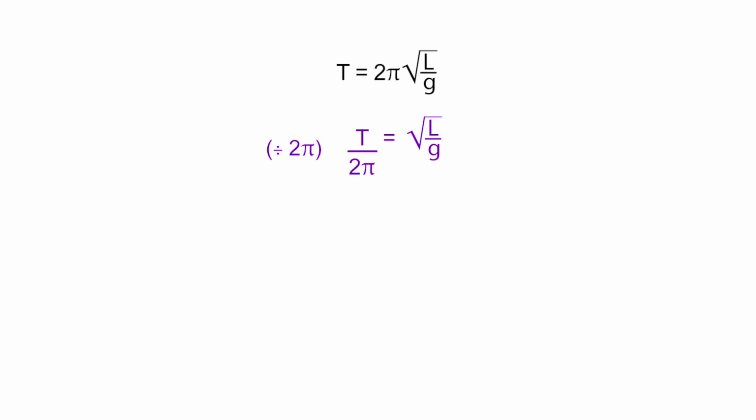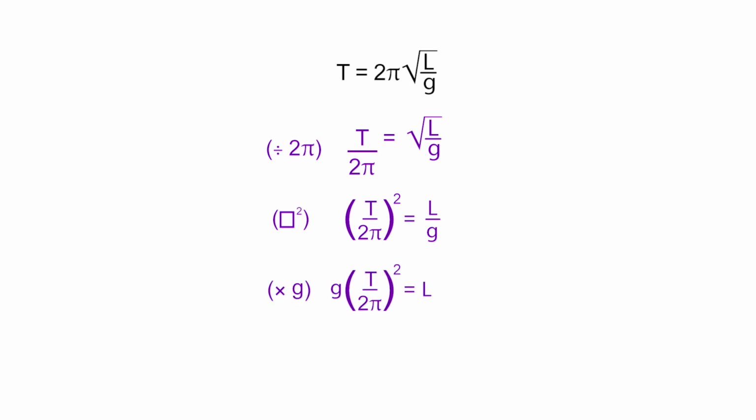So we've divided through by 2π first of all. The next thing we're going to do is square both sides. So this gives us T over 2π all squared, which is equal to L over g. And then finally we multiply through by g. So we end up with g multiplied by T over 2π all squared, and that is equal to L. And there's our answer. I'm going to refer to this approach as the traditional method.